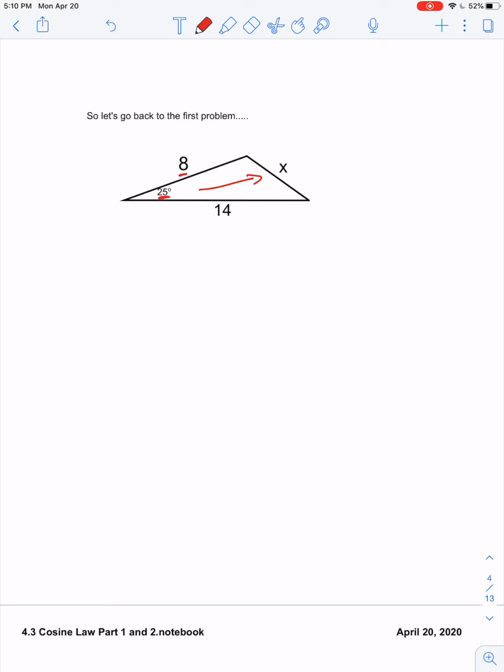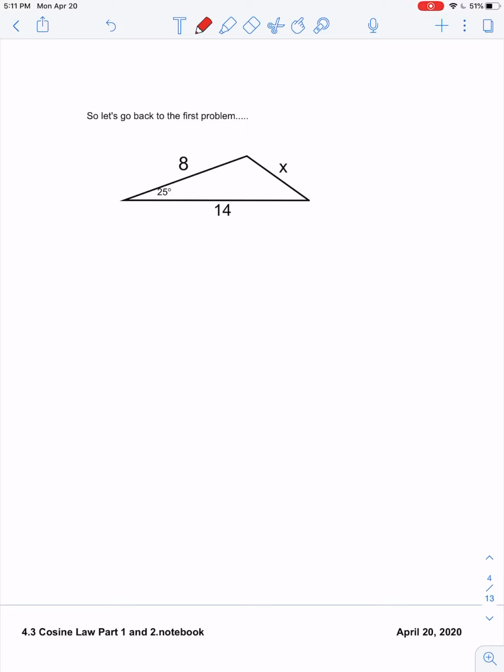I know a side, but I don't know the angle opposite, and I know another side, but I don't know the angle opposite it, which means that we cannot use the sine law. You must have a pair that you know to be able to use the sine law. So that means we must be using the cosine law.